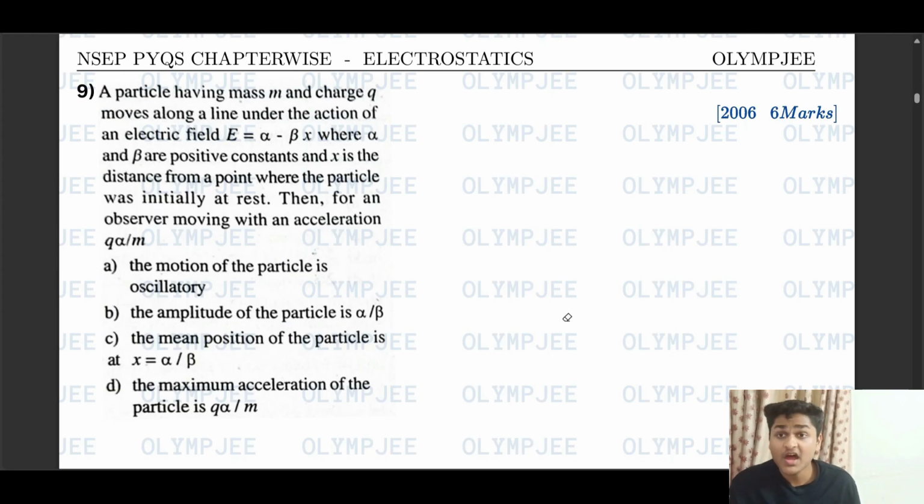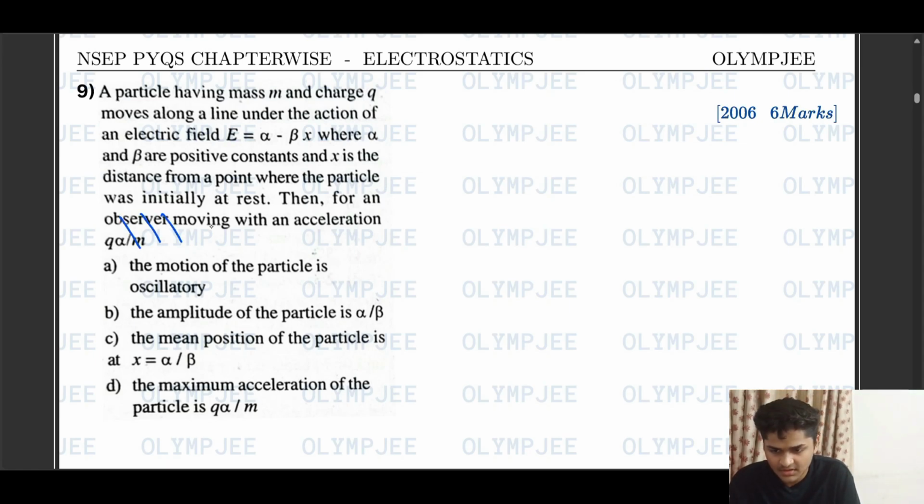A particle having a mass m and charge q moves along a line under the action of an electric field E is equal to alpha minus beta x, where alpha and beta are positive constants and x is the distance from a point where the particle was initially at rest. Then for an observer moving with an acceleration q alpha by m. Okay, so NSEP has solved this question without considering the observer, because if we consider the observer, then none of the options will come out as true. So I will also be ignoring this last line.